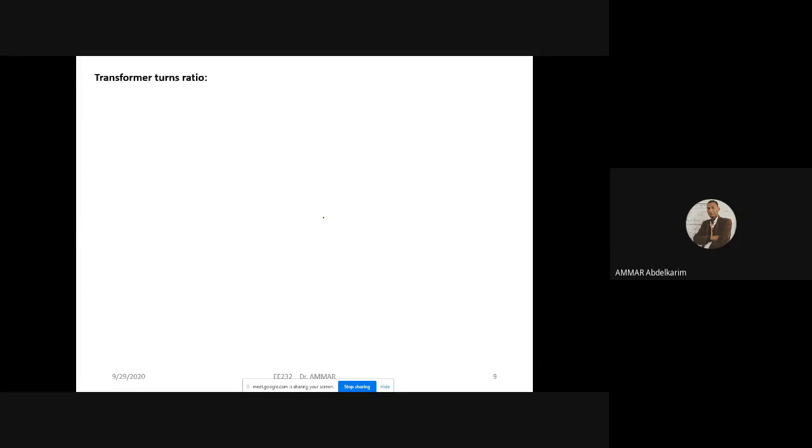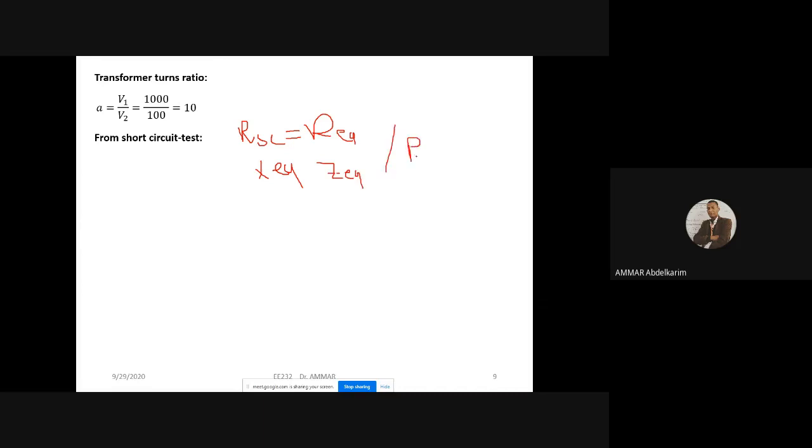Now the transformation ratio, of course, directly equals V1 over V2. So it equals 1000 over 100, and it's equal to 10. Now, from the short circuit test, we can measure R short circuit, which is R equivalent, and we can measure X equivalent, and of course Z equivalent, and also the copper losses. So the copper losses are almost equal to the short circuit power.